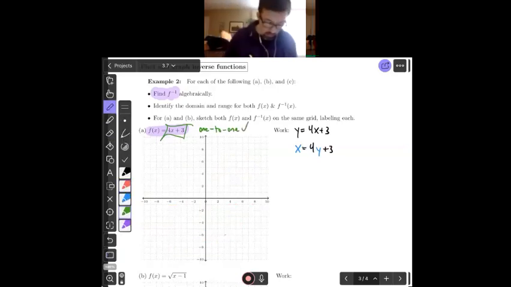Get y by itself, right? That should be pretty easy with a problem like this. Subtract 3 from both sides. x minus 3 equals 4y. Divide by 3. Divide by 4, not 3.